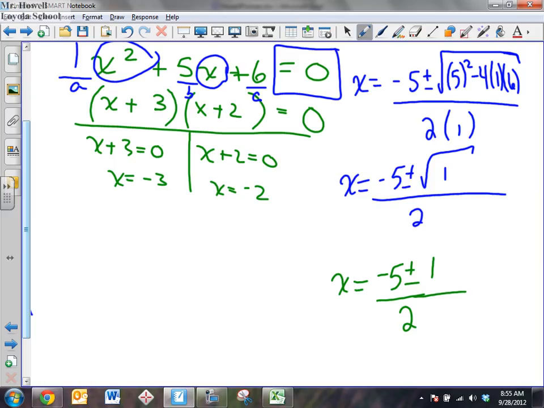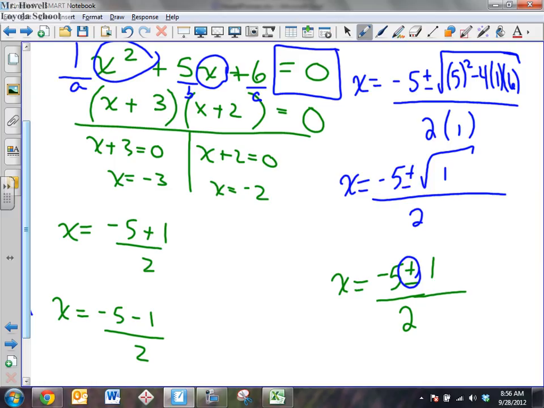Here, see a plus or minus there? Break it into 2 different solutions. Do one with a plus, and do one with a minus. Again, see what I did? I took the plus or minus, and I broke this solution up into 2 different solutions.